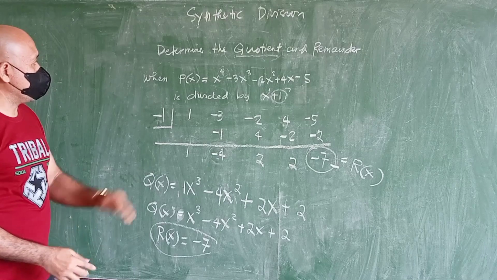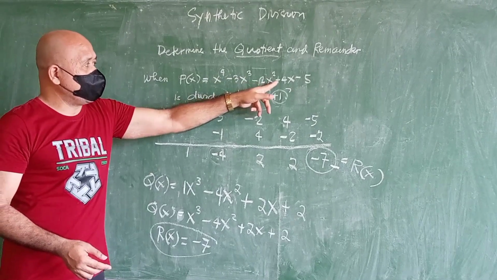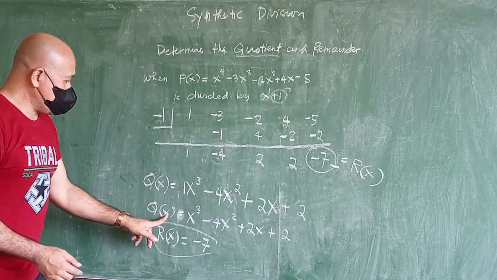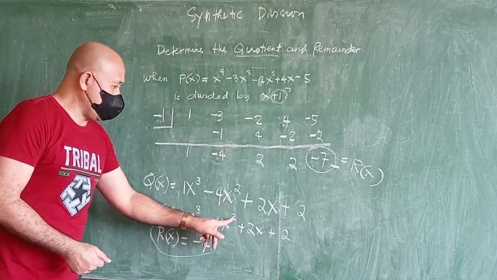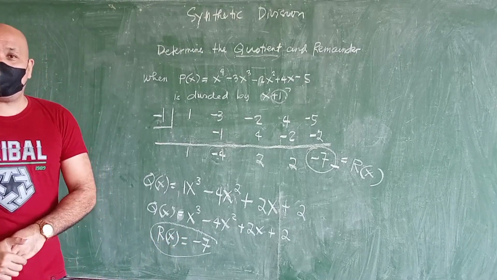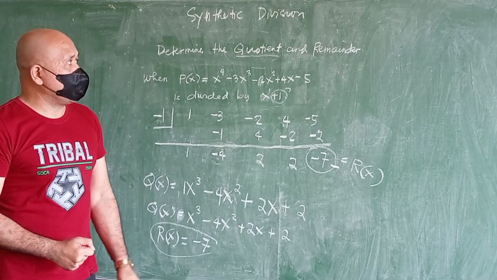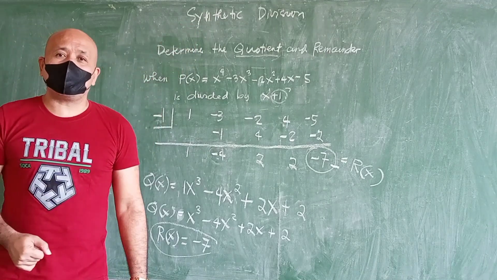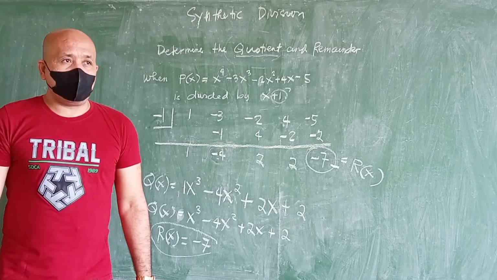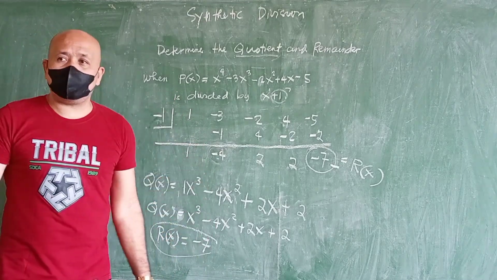So that's it, class. Therefore, when p of x equals x raised to the power of 4 minus 3x cubed minus 2x squared plus 4x minus 5 is divided by x plus 1, the quotient, which is q of x, equals x cubed minus 4x squared plus 2x plus 2, while the remainder is equal to -7. So I hope this review lesson about the quotient and remainder with the use of synthetic division method is very useful to you and helpful for you to understand better when you need to review the topic which is related to this one.